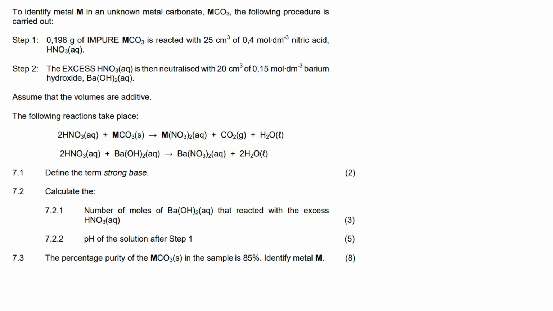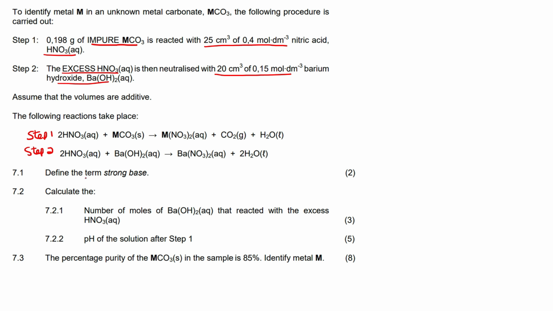To identify metal M in an unknown metal carbonate, the following procedure is carried out. Step 1, that amount of grams of impure MCO3 is reacted with that. Okay, the excess is then neutralized with that. And assume the volumes are additive. Don't worry too much about that. It doesn't really mean anything. The following reactions take place. Okay, so this is in step 1. This is in step 2.